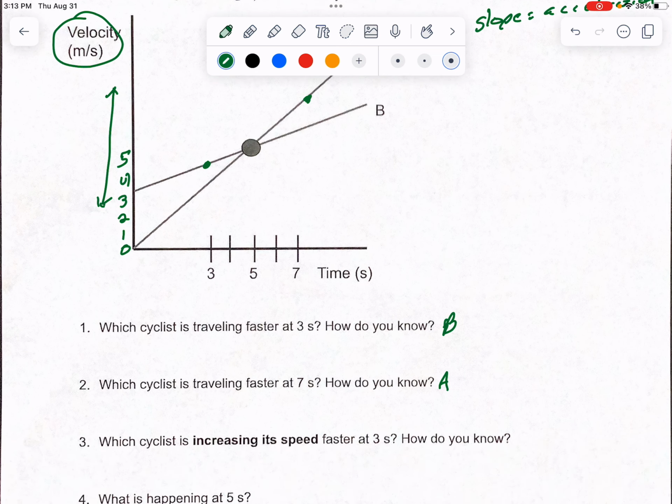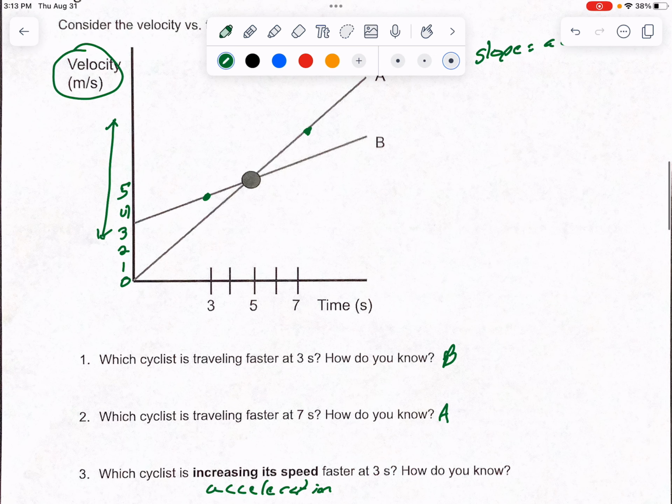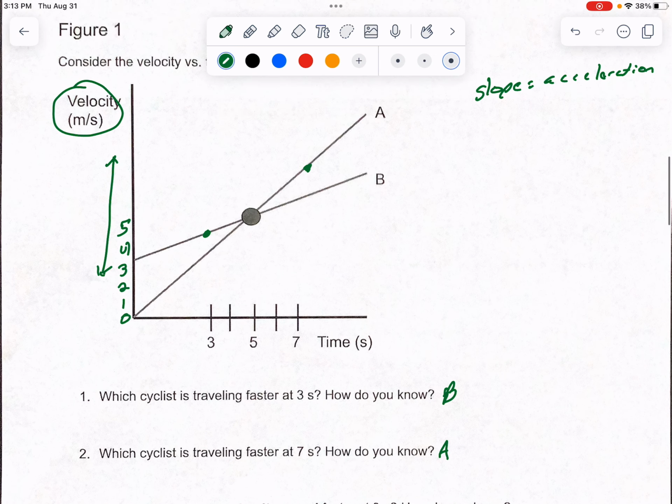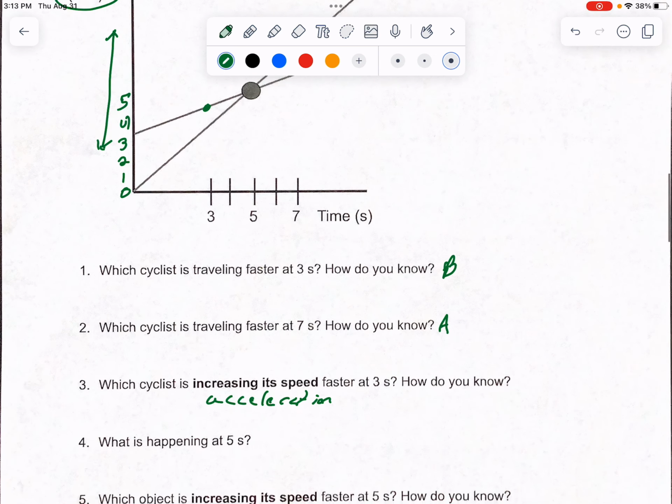Now number 3, which cyclist is increasing its speed? Increasing its speed is a fancy way of just saying acceleration. So which one is increasing their speed, or accelerating faster at 3 seconds, and how do you know? Well, that's slope. So who has the steepest slope? In this case, A is going to be steeper, so A is going to have the fastest increasing speed.